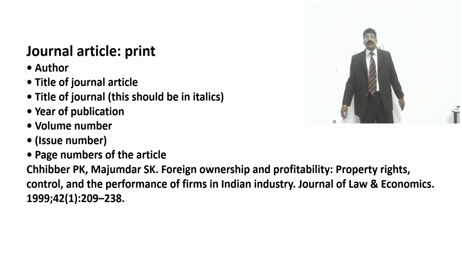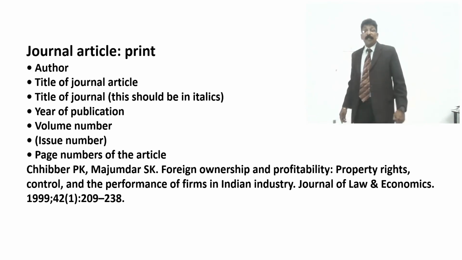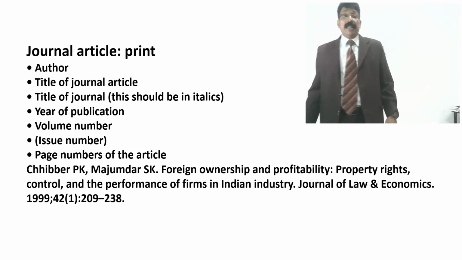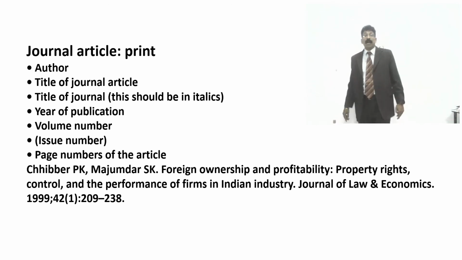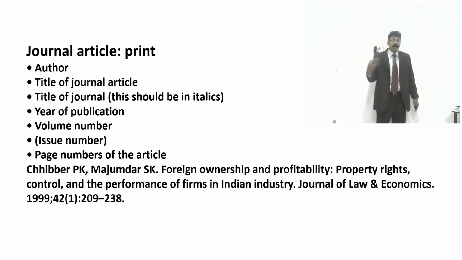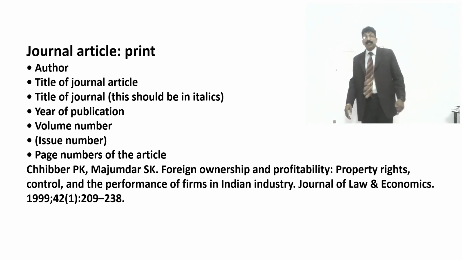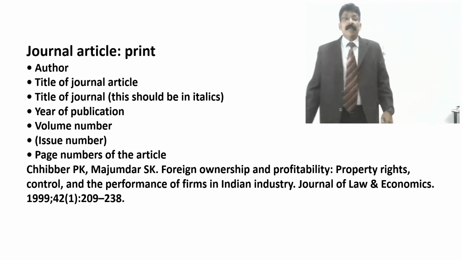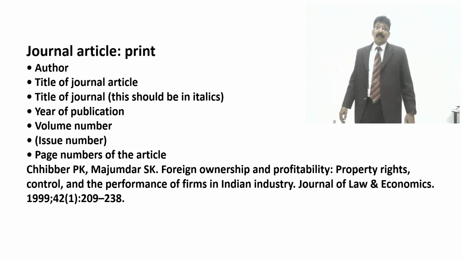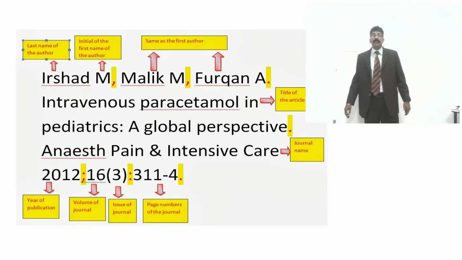The Journal of Law and Economics published it in 1999, volume 42, and within brackets the issue, because sometimes in a year they may publish 1, 2, 3 issues, and this is the first issue in the year. The page number is 209 to 238. Like this you have to mention. You see, I have given an example also.